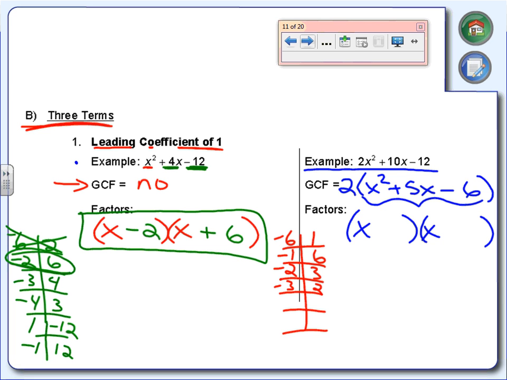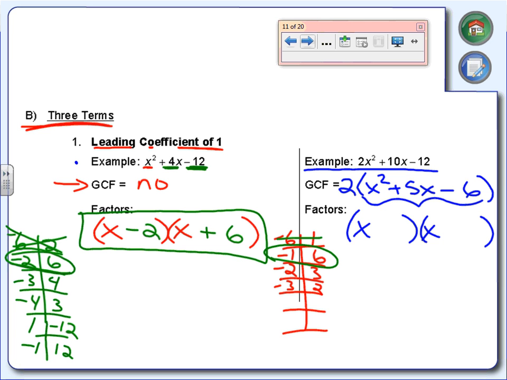Now, we don't need all of those. We only need the ones that are going to add up to a positive 5. So the question is, out of these that we've written down, which is the one that's going to add up to a positive 5? Let's try the first one. A negative 6 plus 1. Is a negative 6 plus 1 going to add up to a positive 5? No. So we're not going to use those. How about the negative 1 and the 6? Will those add up to a positive 5? Yes. Bingo. That's what we want right there.